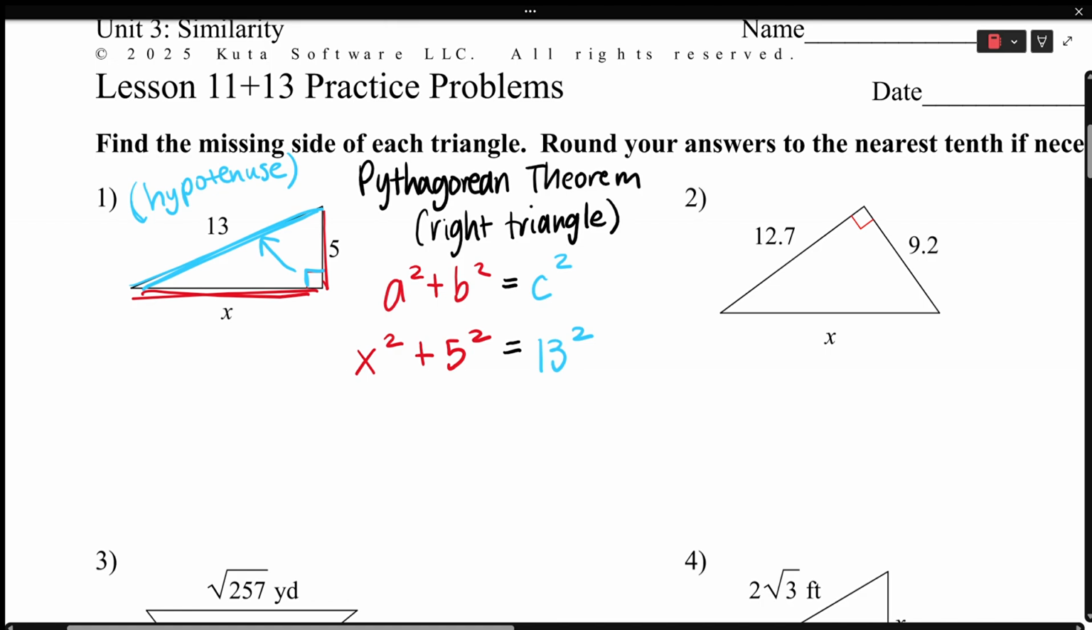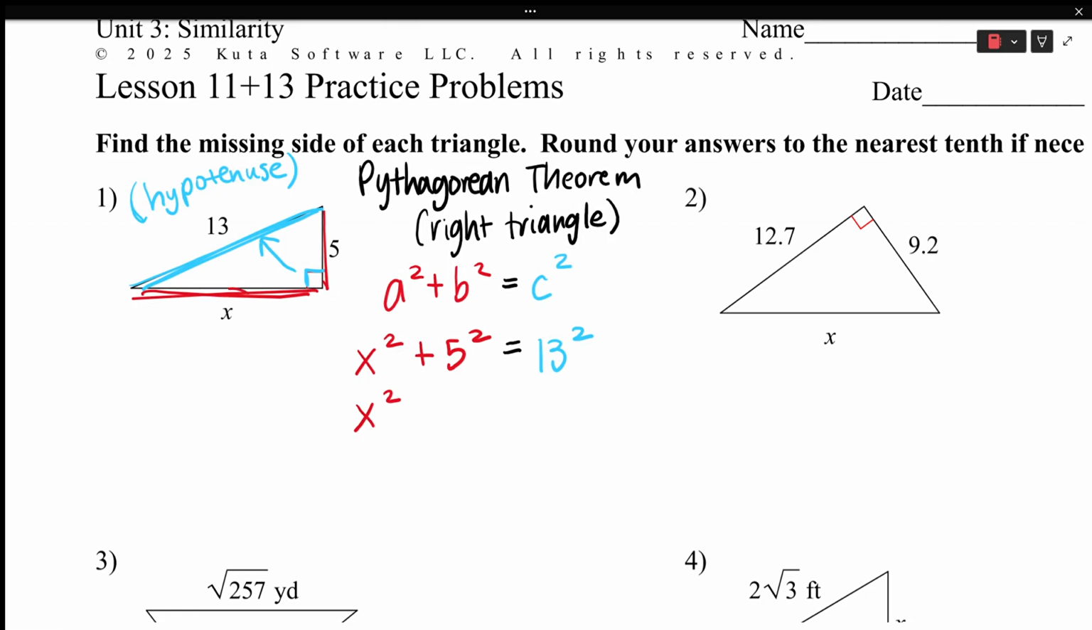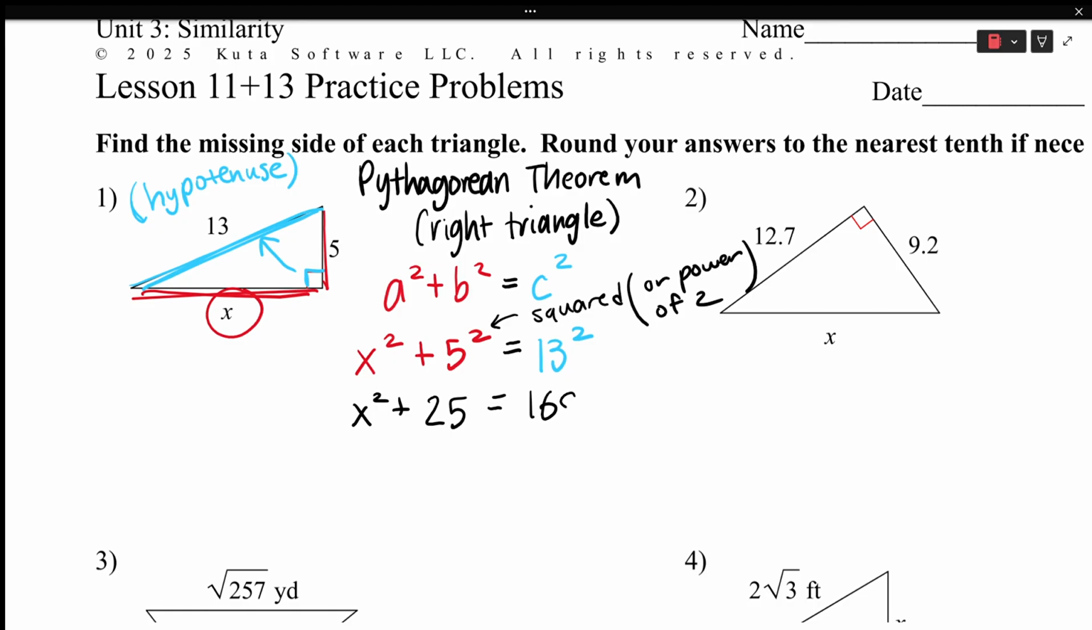Once we plug in our numbers, it's just simplify. x squared, and now we're trying to solve for the missing side, x. So x squared is going to stay that way. I'm just going to stop color coding now. x squared, 5 squared. This exponent means squared or power of 2, right? Sometimes I'll say 5 to the power of 2, or sometimes I'll say 5 squared. It means the same thing though. That means 5 times 5. So that's got to be 25, right? 13 squared is 13 times 13, so it's going to be 169.